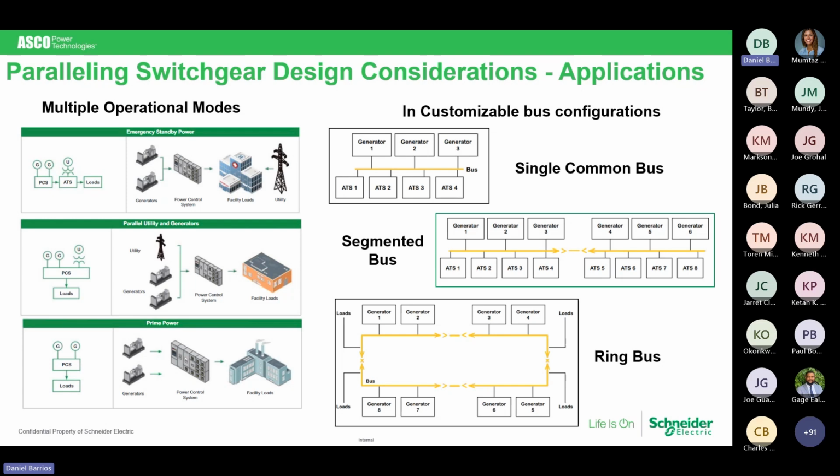The ring bus is probably the most reliable because if I lose a connection point at any part in the bus, I still have a complete topography all the way around feeding my loads.